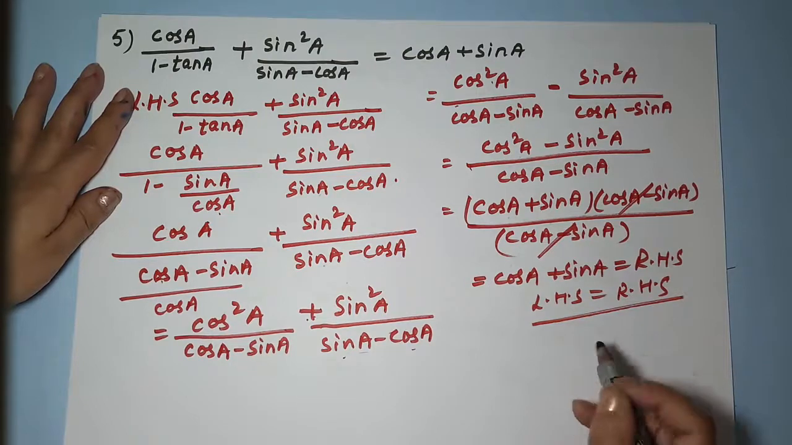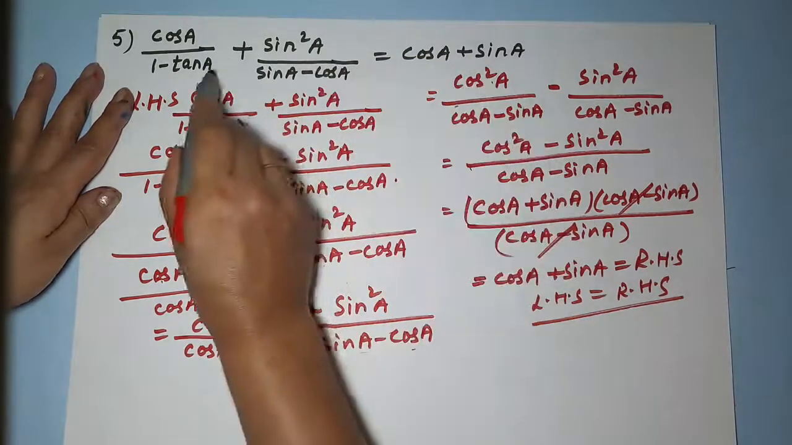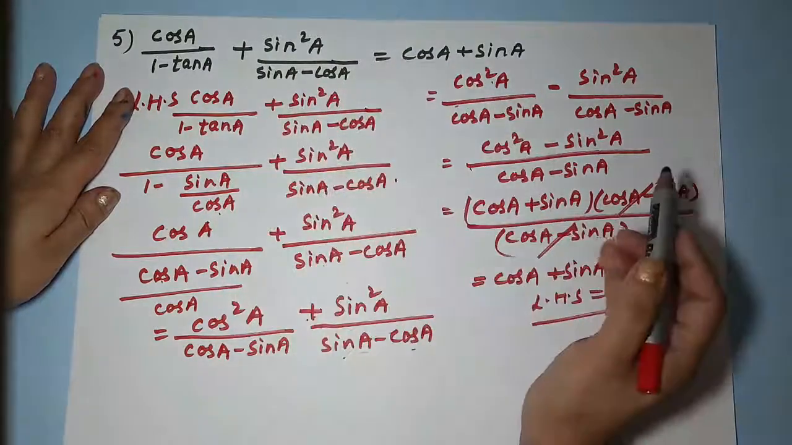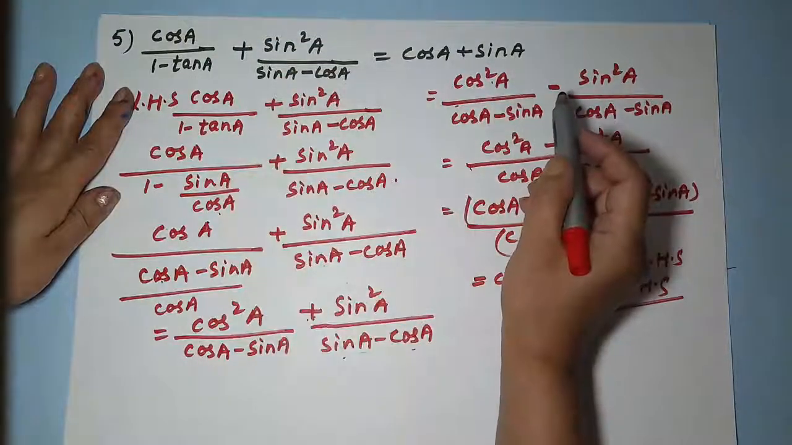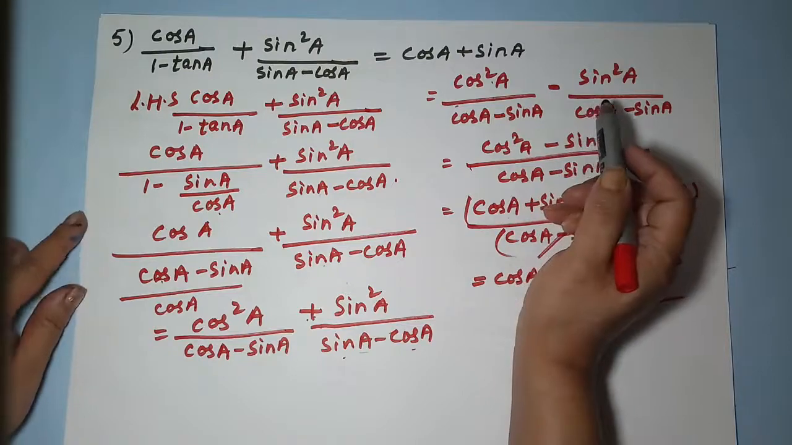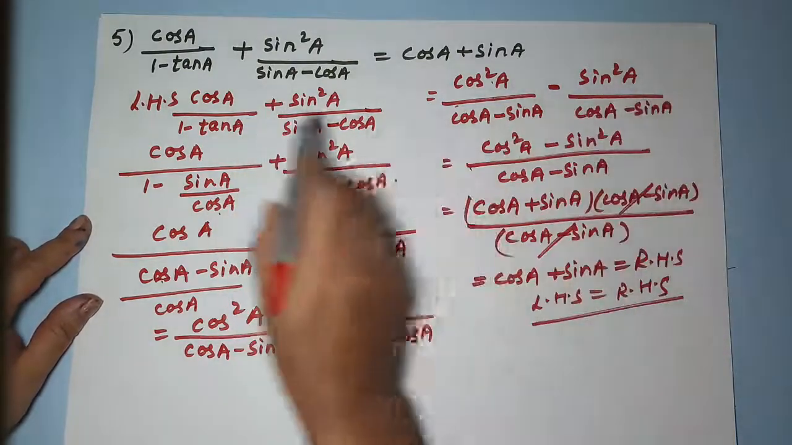Yes. So I have proved my left hand side equal to right hand side. Just a reminder, never ever shift the terms when you are proving the identities. The left hand side term should be on the left hand side and right hand side term should be on the right hand side. You are not allowed to make any shifting.